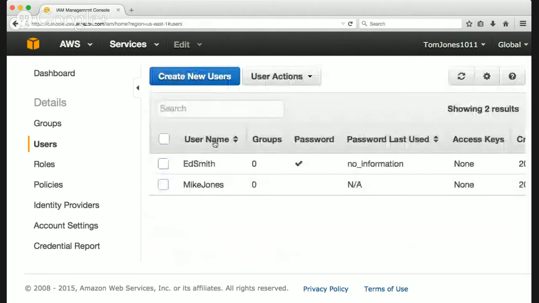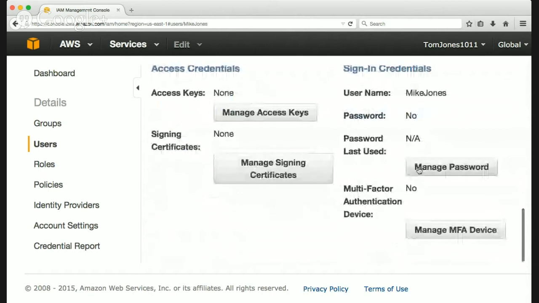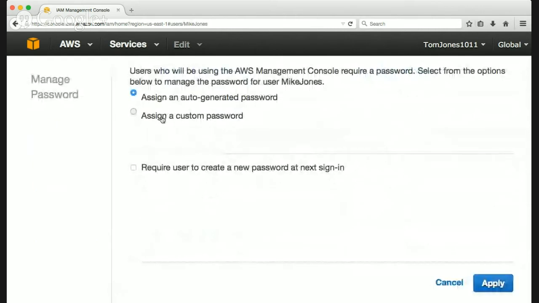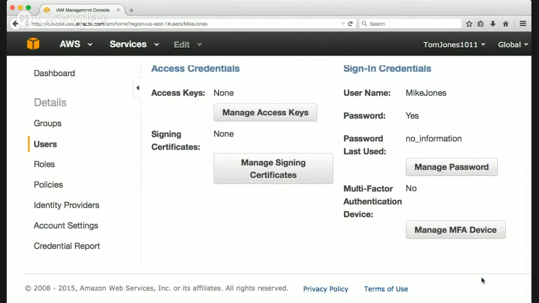I'm going to do the same thing for Mike Jones. This is all lowercase too. Okay. So I'm going to click Manage Password, assign a custom password, and this is going to be mikejones12, all lowercase. Okay. You will not have to create users. What I'm doing here is showing you what I need to do as an administrator to set up policy so you can access S3.